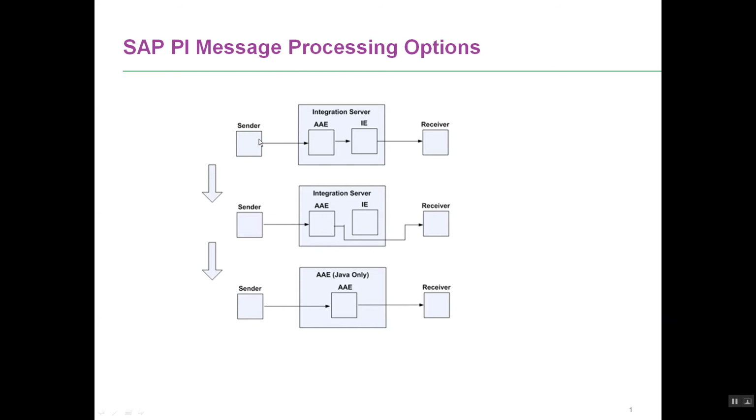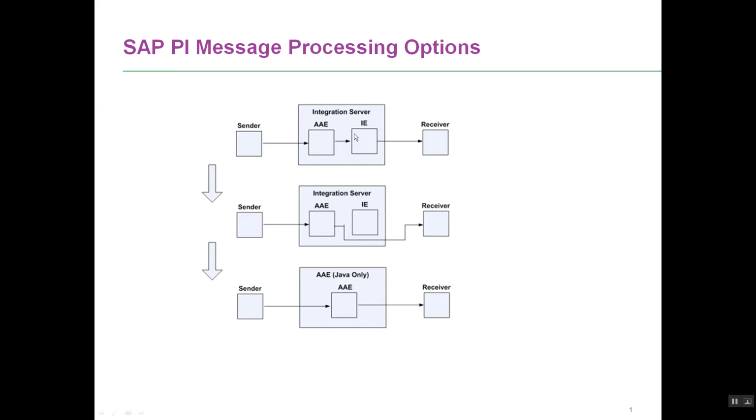What do we mean by that? Our sender adapter would pick up the message. The sender adapter runs on the advanced adapter engine, so the file adapter, the Java IDOC adapter, the SOAP adapter, the HTTP adapter, all of them were running on the adapter engine. So the message would be picked up by the adapter engine, and then forwarded to the integration engine, which in turn would execute the pipeline of PI.